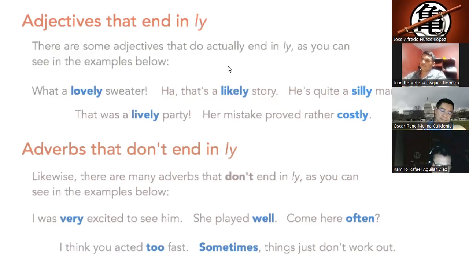And that was a lively. Sorry, in this case, silly, the traducción is tonto, tonta. Sí, something like that. Same too. But when you say dumb or dumber, it's similar. They are equivalent. Okay. It's good. A different.